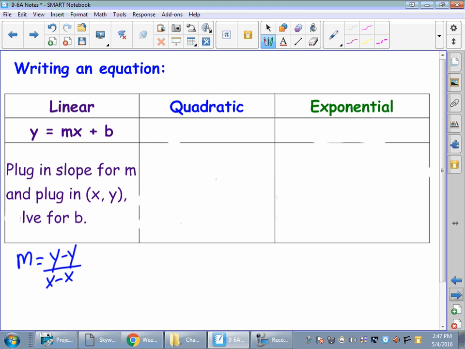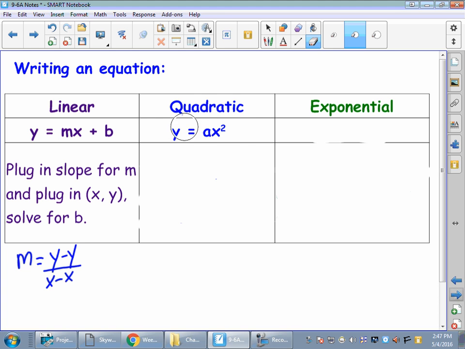It's a nice little formula. So using the ordered pairs in your set, you pick two of them, you find the m value, you use one of those ordered pairs to plug in for x and y, you plug in m, and you solve for b. And you'll have an equation that works for the whole data set.